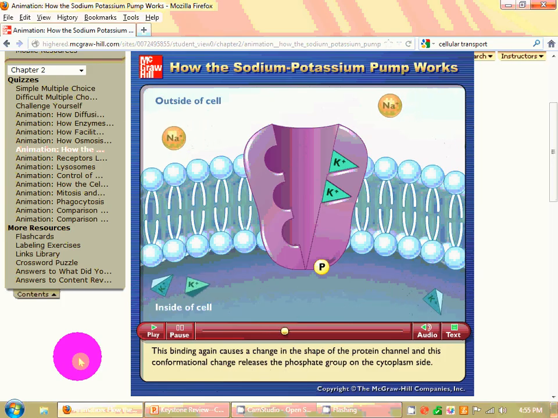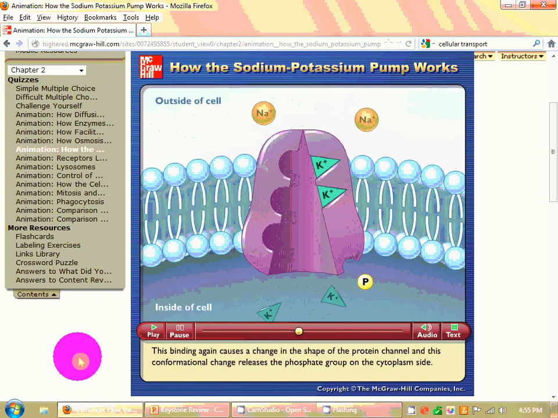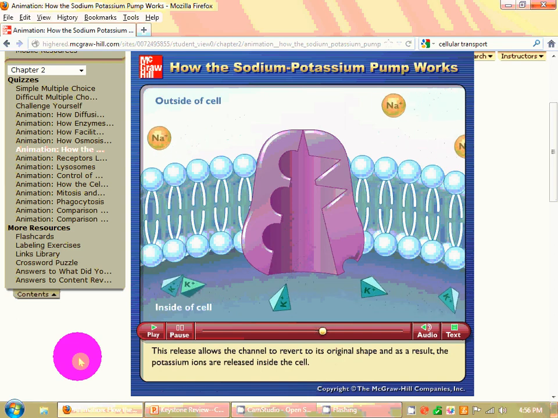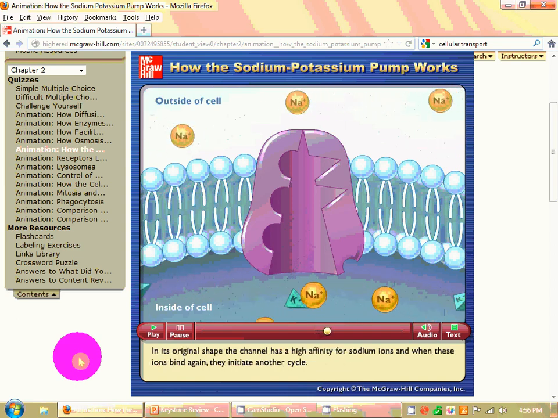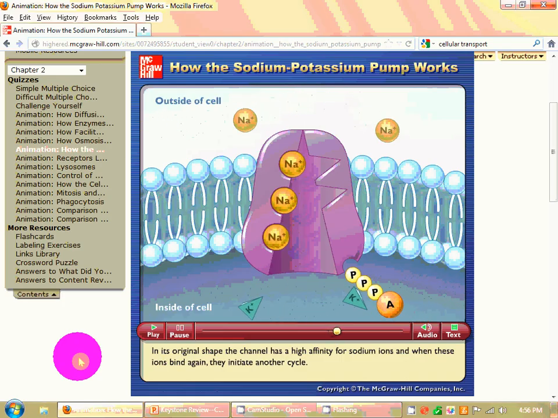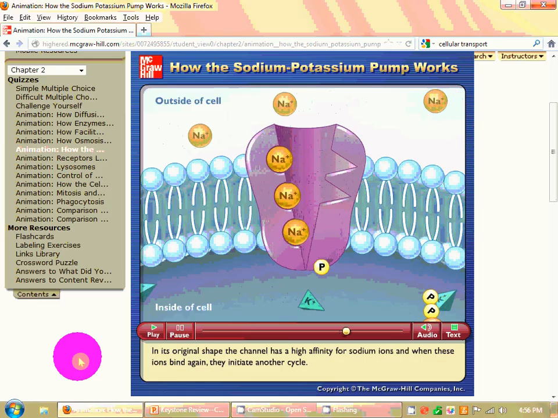This binding again causes a change in the shape of the protein channel, and this conformational change releases the phosphate group on the cytoplasm side. This release allows the channel to revert to its original shape, and as a result, the potassium ions are released inside the cell. In its original shape, the channel has a high affinity for sodium ions, and when these ions bind again, they initiate another cycle.